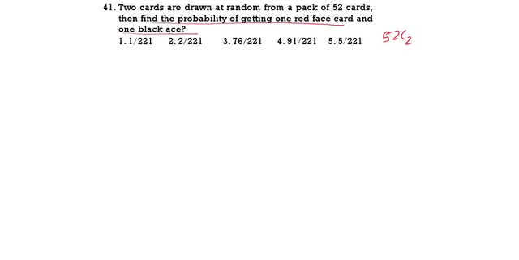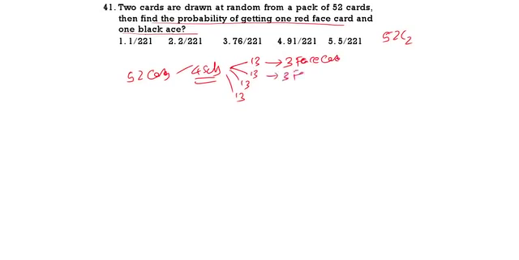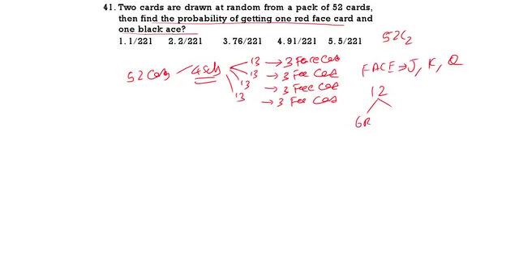So total 52 cards will be there. This is divided into 4 sets. Each set will be having 13 cards. And in each set we will be having 3 face cards. What do you mean face card? Face card means Jack, King, Queen. So total 12 face cards. Out of these 12, 6 will be red, 6 will be black.